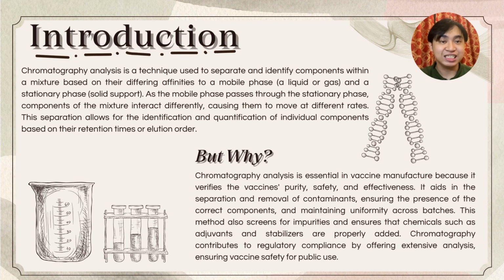Chromatography analysis is essential in vaccine manufacture because it verifies the vaccine's purity, safety, and effectiveness. It aids in the separation and removal of contaminations, ensuring the presence of the correct compounds and maintaining uniformity across batches. This method also screens for impurities and ensures the chemicals, such as adjuvants and stabilizers, are properly added. Chromatography contributes to regulatory compliance by offering extensive analysis, ensuring vaccine safety for public use.